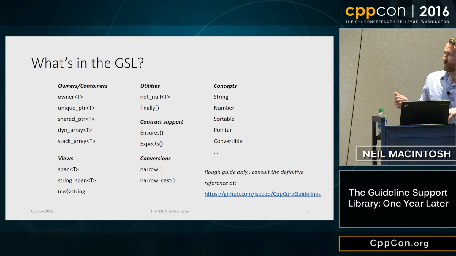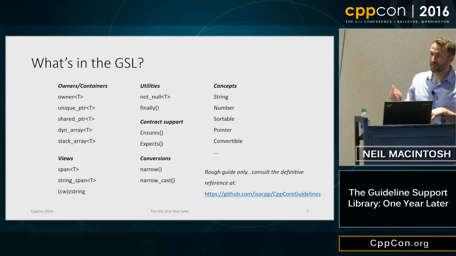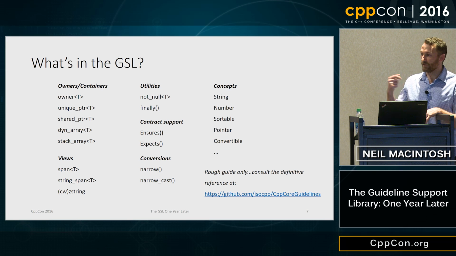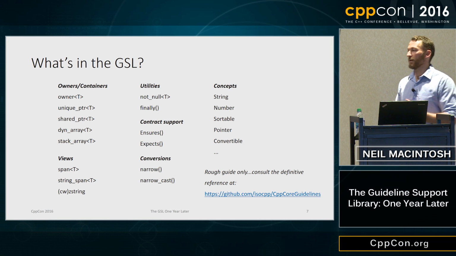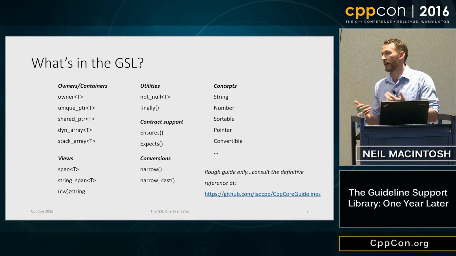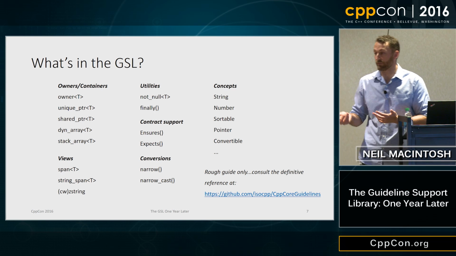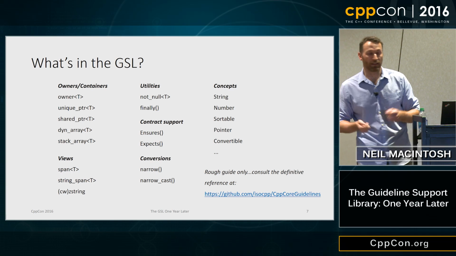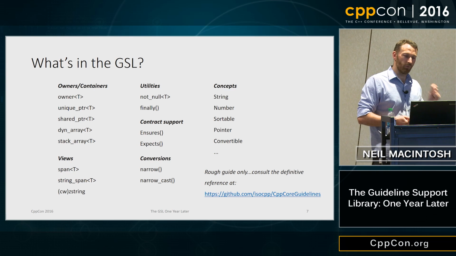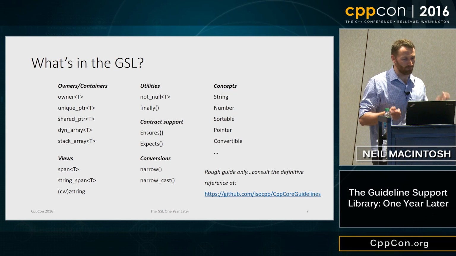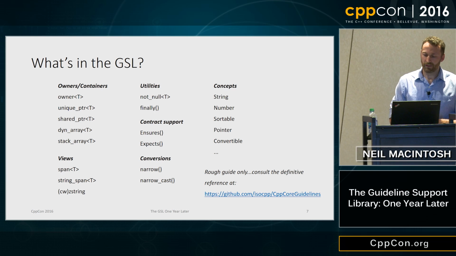In the utilities section, we have not_null, which is a simple way to say the pointer here should never be null. Seems like a useful thing, especially for pointer parameters, which might be part of a legacy API. You don't want to replace them with a reference, but you do want to be able to say, hey, I don't ever want to get a null here, because we've all been in the case where we do and it's bad news.